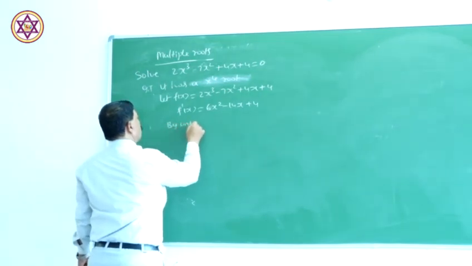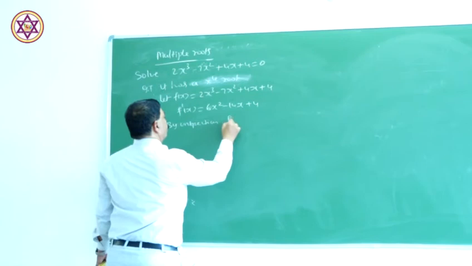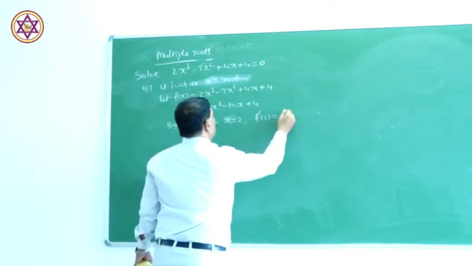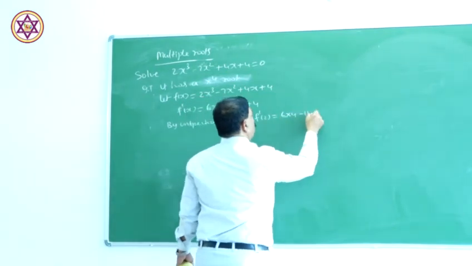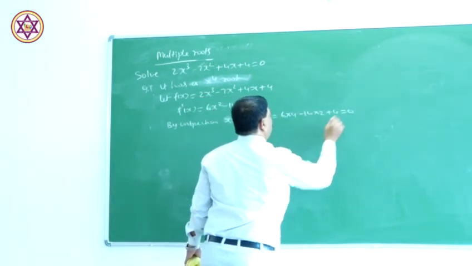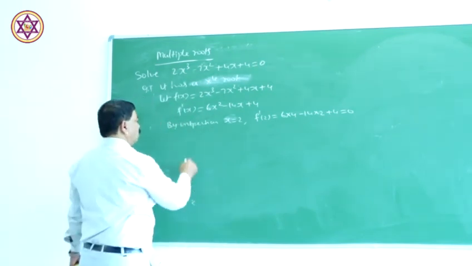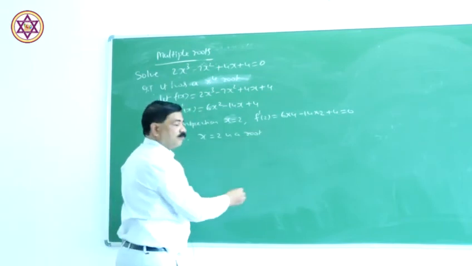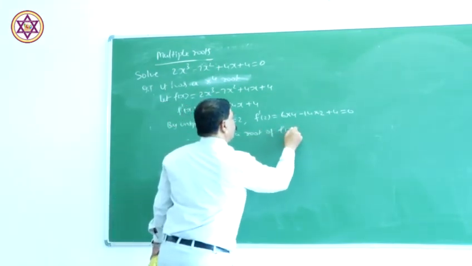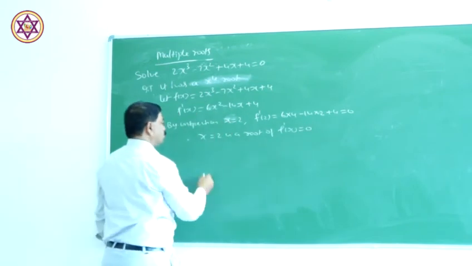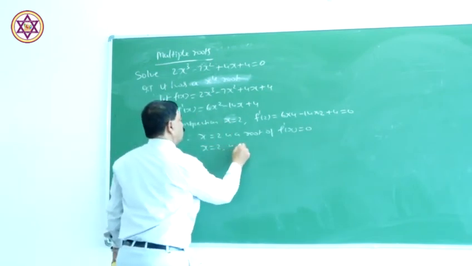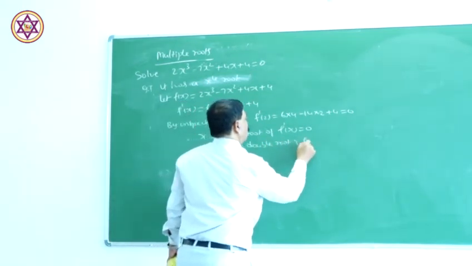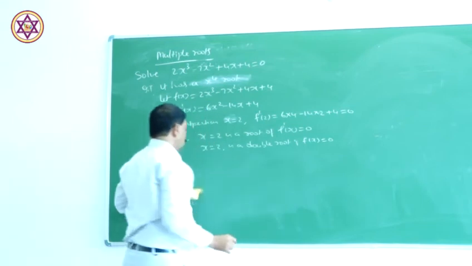By inspection, x = 2, f'(2) = 6 into 4 - 14 into 2 + 4 = 24 - 28 + 4, it cancels to 0. Therefore, x = 2 is a root of f'(x) = 0. Therefore, x = 2 is a double root of f(x) = 0.